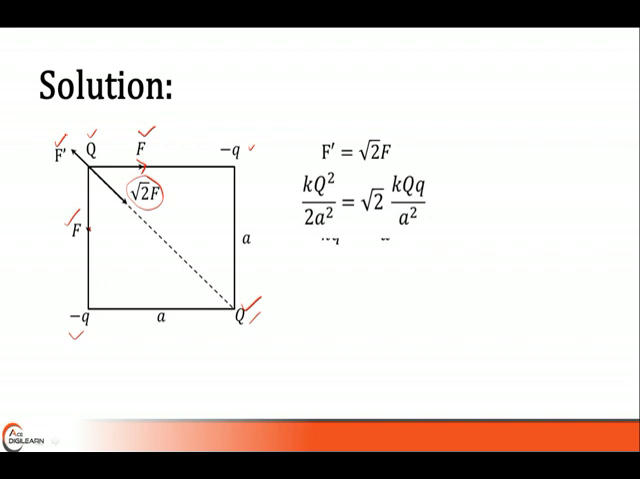We have k Q squared by a squared is equal to root 2 times k capital Q small q by a squared. And on solving, we get Q is equal to minus 2 root 2 times q. That is, Q and q must have opposite signs.